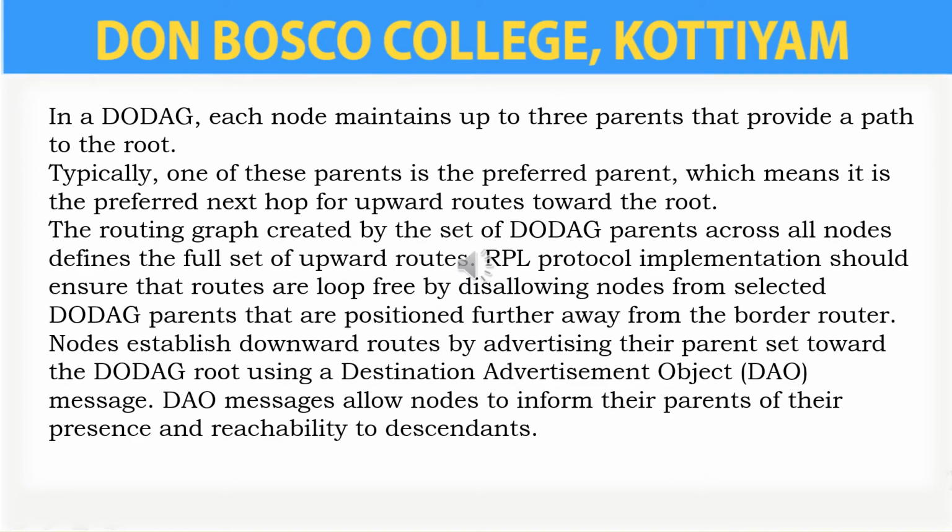In a DODAG, each node maintains up to 3 parents. That is, the parents will be selected according to the node that can provide the best path without forming a cycle.